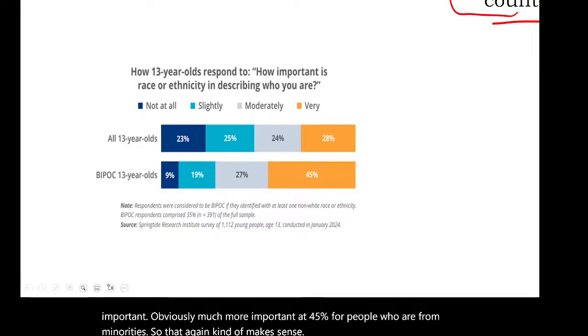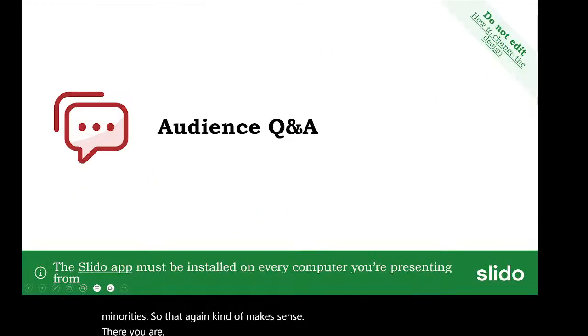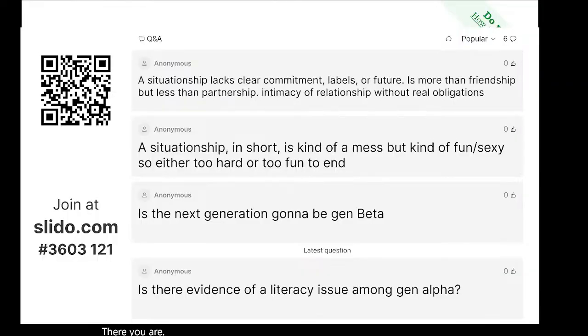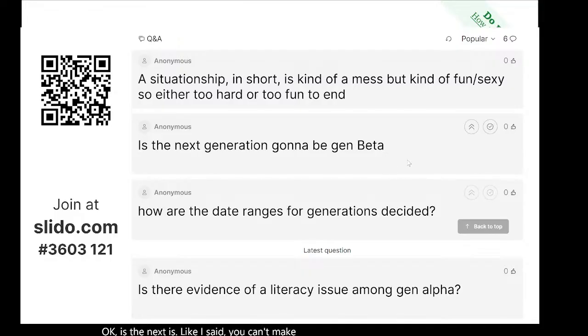Uh-oh. There you are. I'm so glad I figured out how to use the magnifying glass. It makes my life so much better. Okay, this is the next. It's like I said, you can't make that joke. That's my joke. I made that joke.